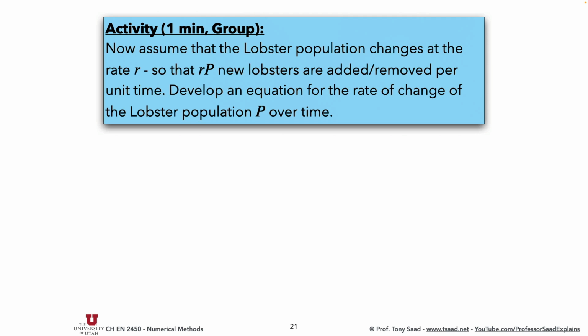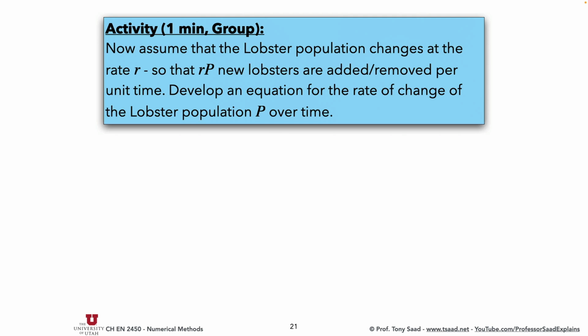That makes sense. If you have 10 lobsters and they're kind of multiplying, right? And if the rate is like 1.5 lobsters per every pair, right? So it's going to be 1.5 times those 10. Or times 100, right? Or times 1,000. So the rate of growth is going to depend on the current size of the population. So now this is saying that rP new lobsters are added or removed per unit time. r could be positive or negative. Now develop an equation for the rate of change of the lobster population over time.